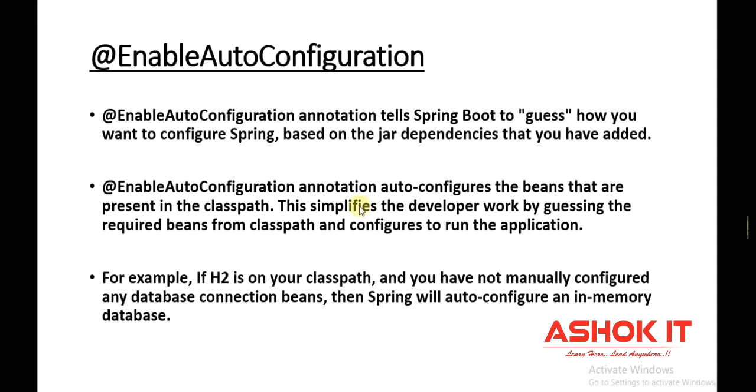So I hope you understood what this auto configuration is. Auto configuration is used to configure automatically the components which are required to run our application. You may get a doubt: how will Boot understand what components are required to run this application? Boot is going to read our pom.xml file, and based on the dependencies specified in it, it will configure the things that are required to run our application.